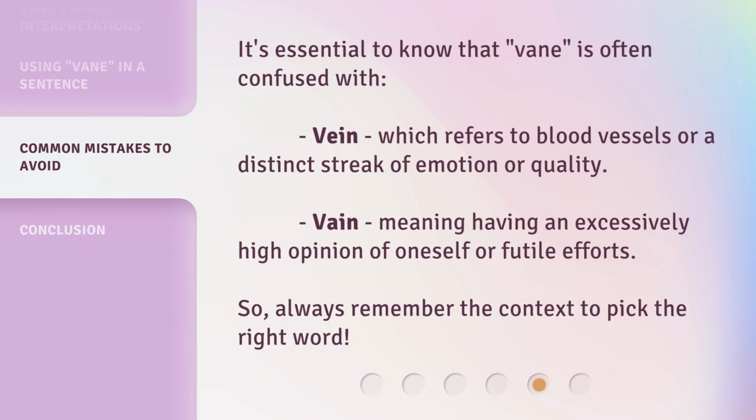It's essential to know that vane is often confused with vein, which refers to blood vessels or a distinct streak of emotion or quality. Vain, meaning having an excessively high opinion of oneself or futile efforts. So, always remember the context to pick the right word.